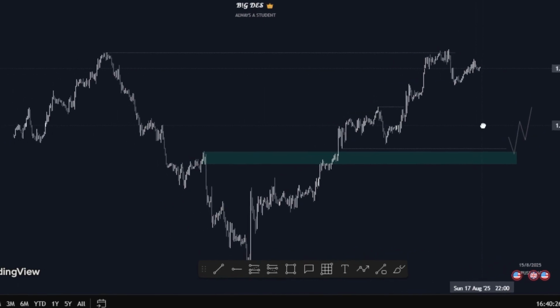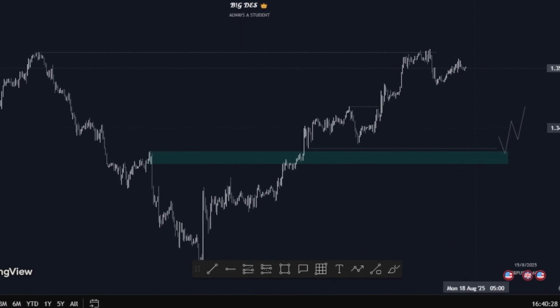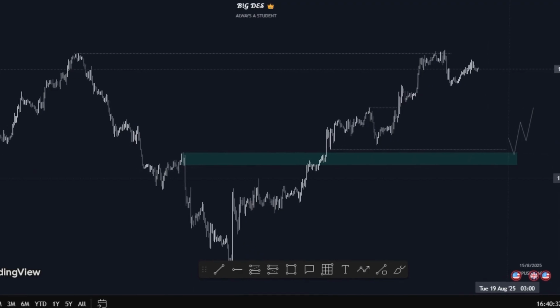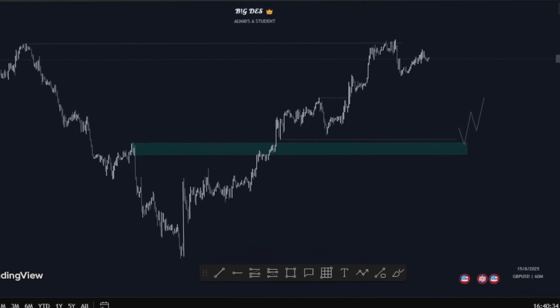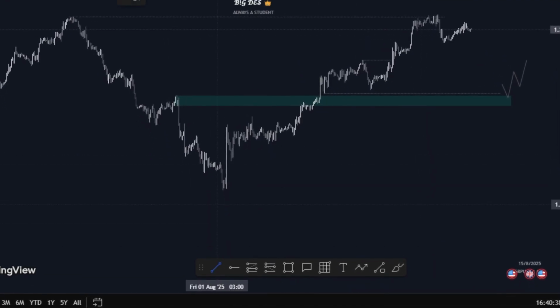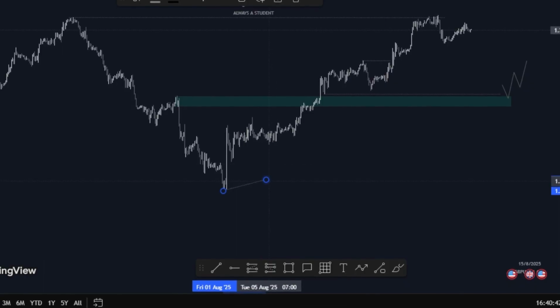There's nothing more, there's nothing less. I would like to see if price gets here, so I'll look for a short term buy. If this area fails, I'll then flip, looking for sales, targeting this low. That's just it.